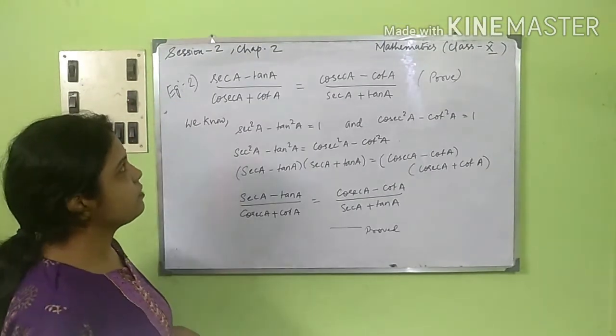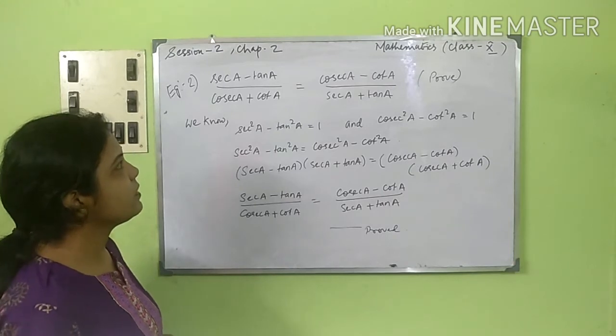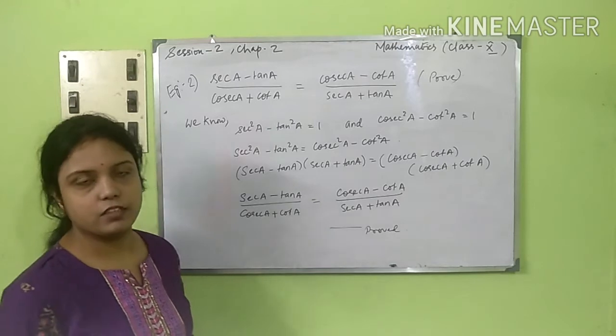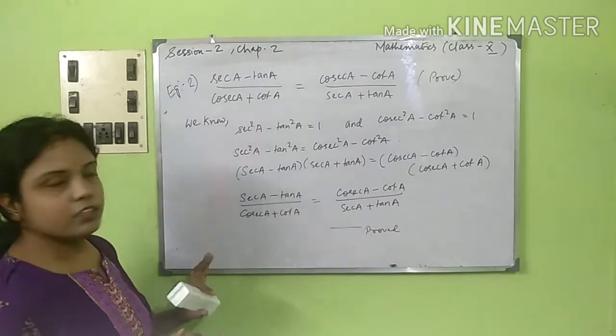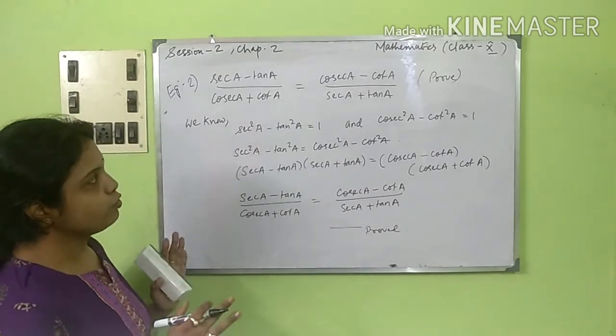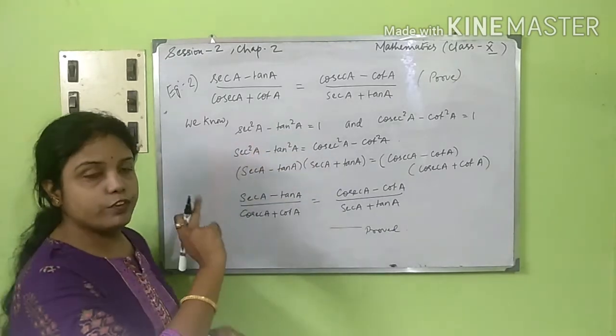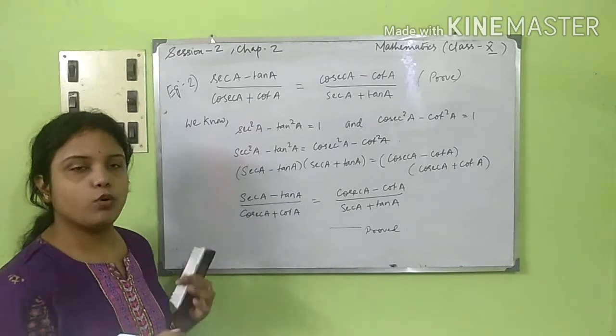Now this is the second example: (sec a − tan a)/(cosec a + cot a) = (cosec a − cot a)/(sec a + tan a). So we have to show that LHS is equal to RHS. This will be proved in some different way. Okay, now what is that?